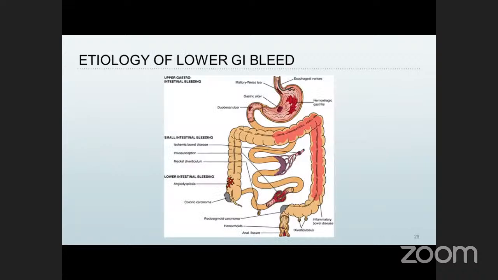Etiology of lower GI bleed, as one can make out from the diagram itself: in the small bowel, ischemic bowel disease, inflammatory bowel disease, infectious diseases, radiation-related enteritis, intussusception, Meckel's diverticulum, lymphoma or stromal tumors. Coming to the colonic sources of bleed, it can be colonic carcinoma, angiodysplasia, Dieulafoy's lesion, diverticulosis, inflammatory bowel disease, ulcerative colitis, radiation-related enteritis, hemorrhoids, and rectal varices.